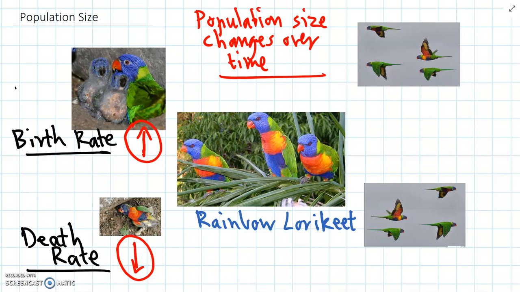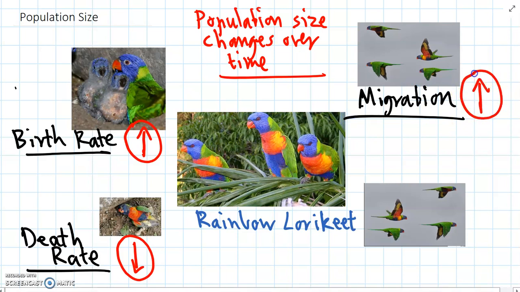But also, lorikeets are really good at travelling long distances, and birds are a perfect example of this. So lorikeets might fly in from another population in other places in Victoria, and we call this migration. So if there are lots of lorikeets flying into Melbourne and migrating in, that's going to increase the population in Melbourne.